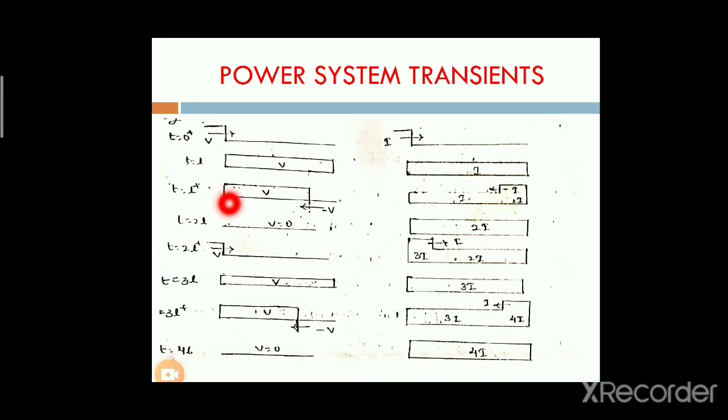After that, when the transmitted wave has traveled that length, the voltage is V minus V, and the current is I plus I. Therefore at t is equal to 2L, the wave has traveled 2L, then V is equal to 0. The plus and minus cancel, so it is equal to 0.